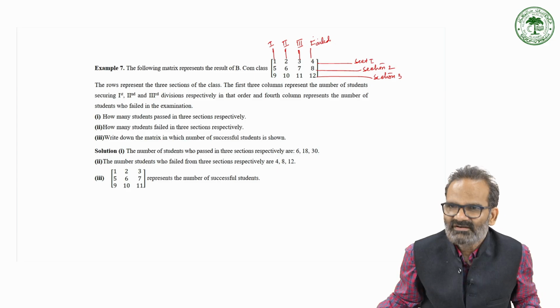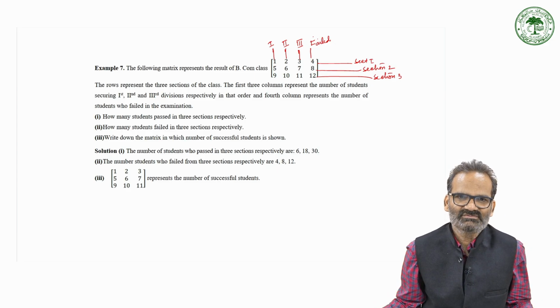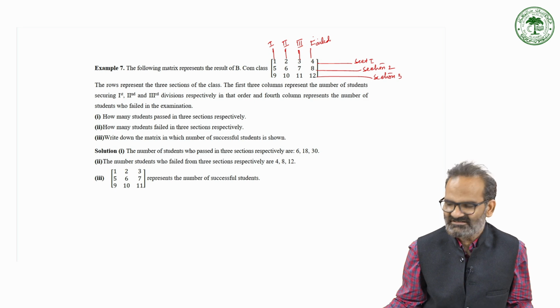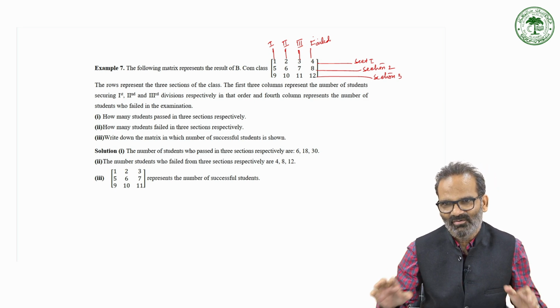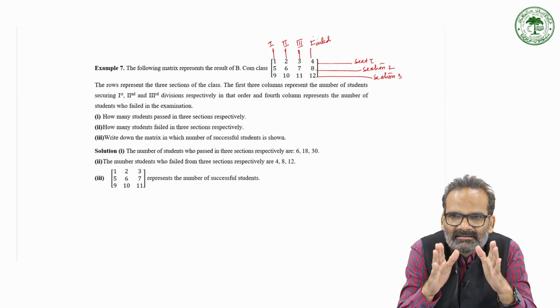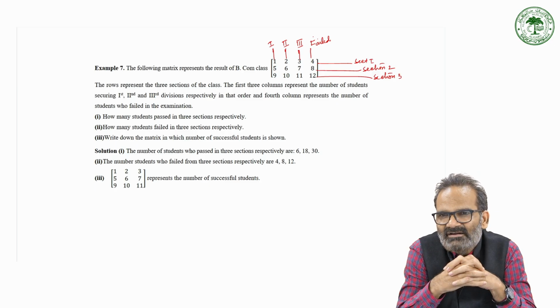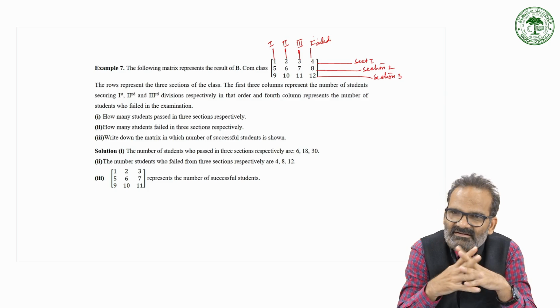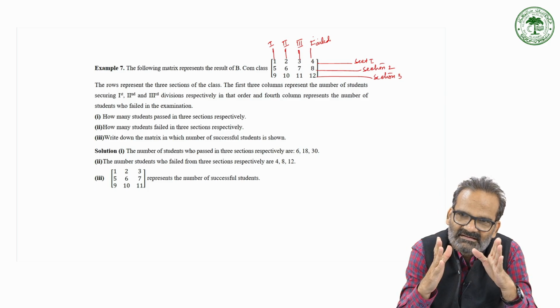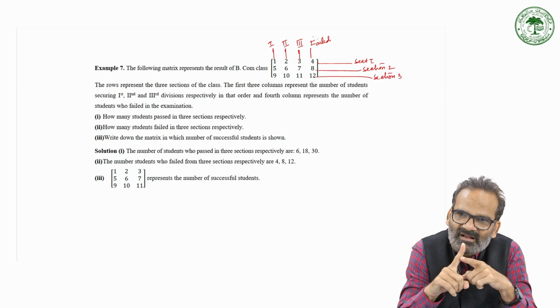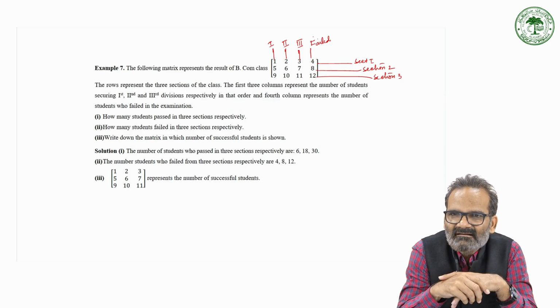In the examination, what you have to do? Number 1, how many students passed in 3 sections respectively? Now understand the matrix first. This is a matrix having 3 rows and 4 columns, right? Its order is 3 by 4. So it contains 3 rows and 4 columns. The first row simply represents section 1, second row represents section 2, and third row represents section 3.